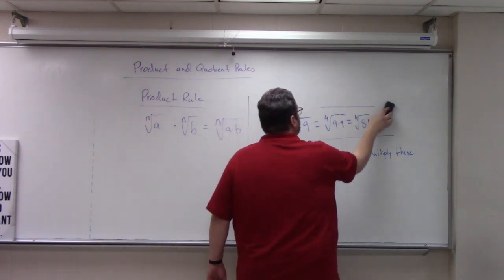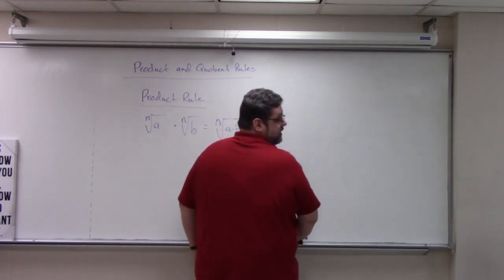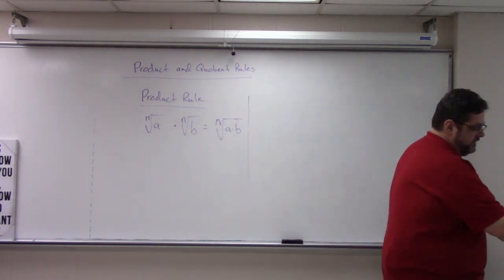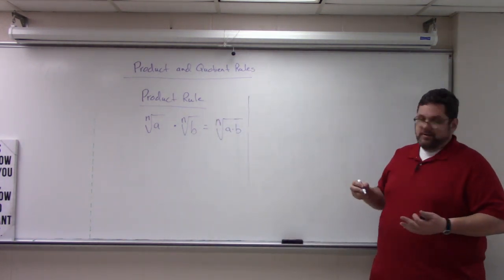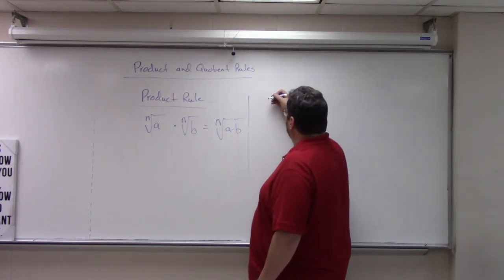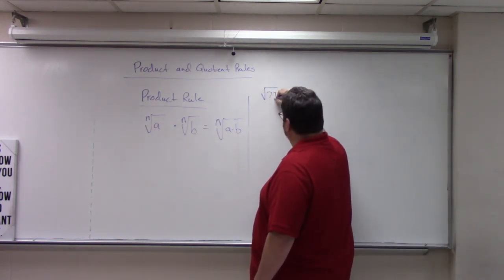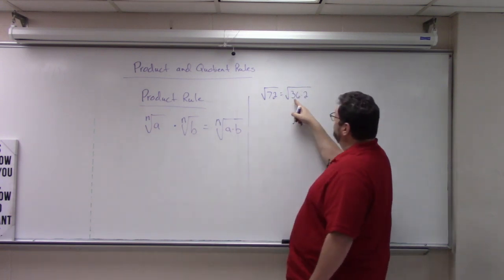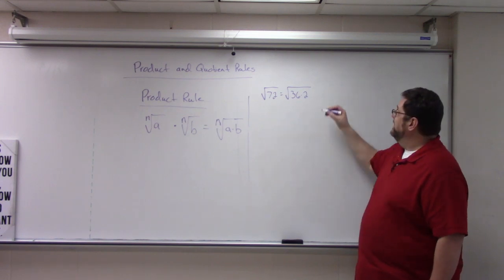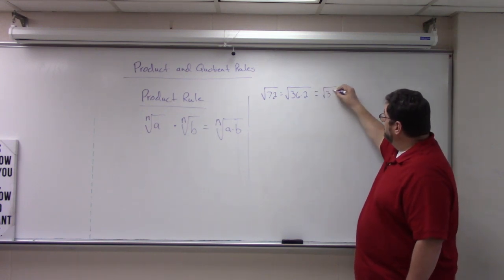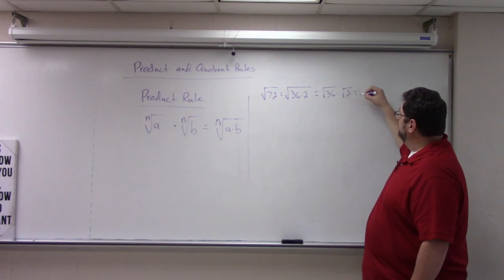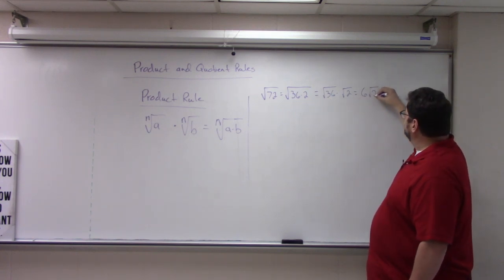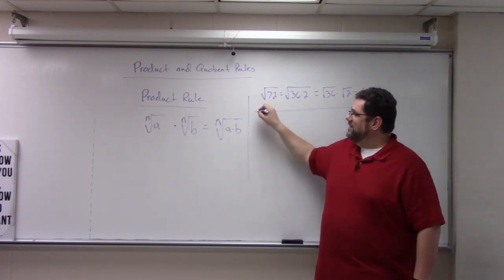Now, we can use the product rule backwards. We can start with a root and break it into multiple roots. So, for instance, we could say that the square root of 72 is the square root of, 72 is 36 times 2. And that's the square root of 36 times the square root of 2. And I can take the square root of 36. So that's 6 times the square root of 2. All right, we can do that.